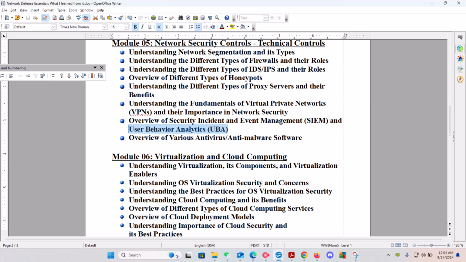Also, I did an overview of various antivirus and anti-malware software. So we have various types of antivirus that protects you against viruses, and also malware, which is also malicious software to get information from you. And then I went through an overview of both the antivirus and anti-malware software.